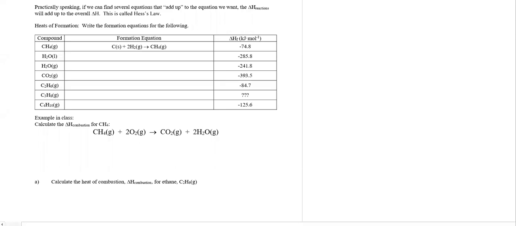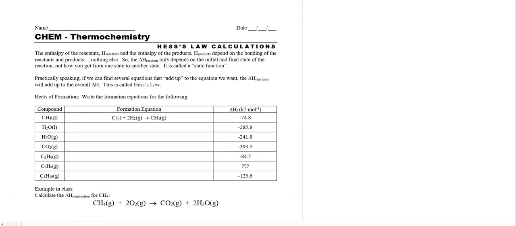Okay, so this is going to be the solution video for the Hess's Law worksheet, right? So we're looking at this one here. And this worksheet is asking us to do a couple different things. In this first section, we want to write formation equations.